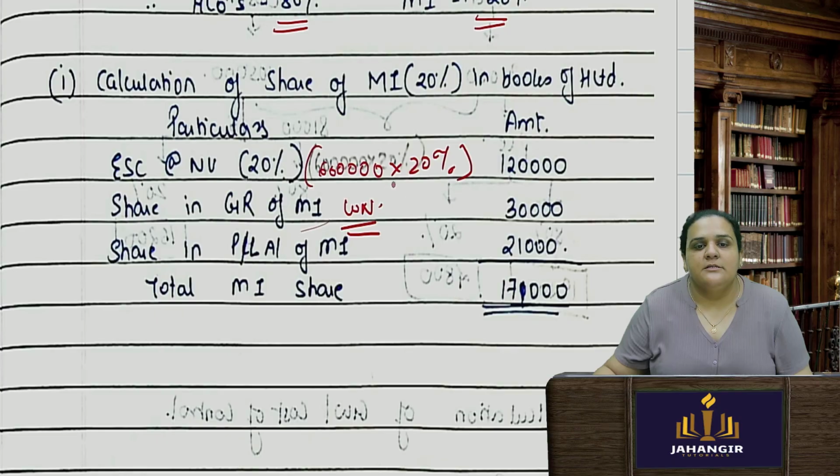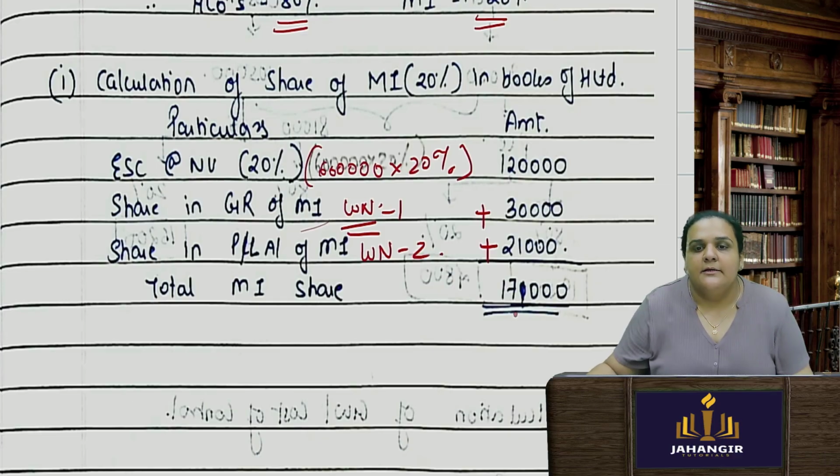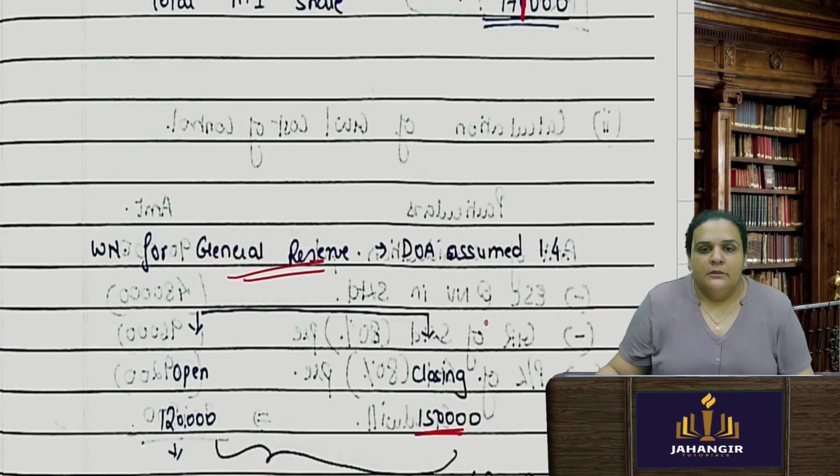So you see this working note number 1, working note number 2, and you can mention it. So the total share will be 1,20,000 plus 30,000 plus 21,000, which is 1,71,000, right?